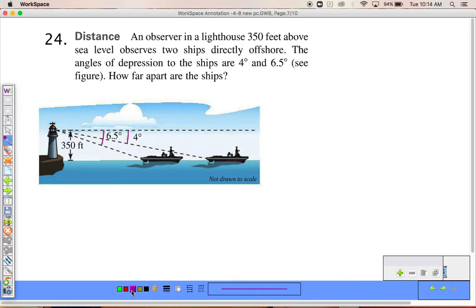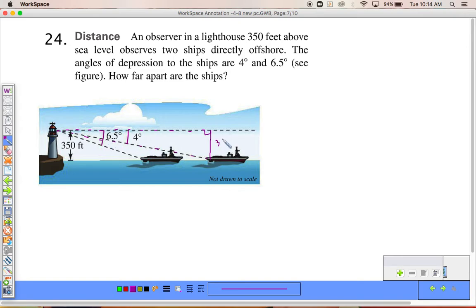All right, we're going to have two triangles here. My first triangle is going to have a 4-degree angle of depression. And I'm going to come over here and draw that triangle. So my first one is this triangle.